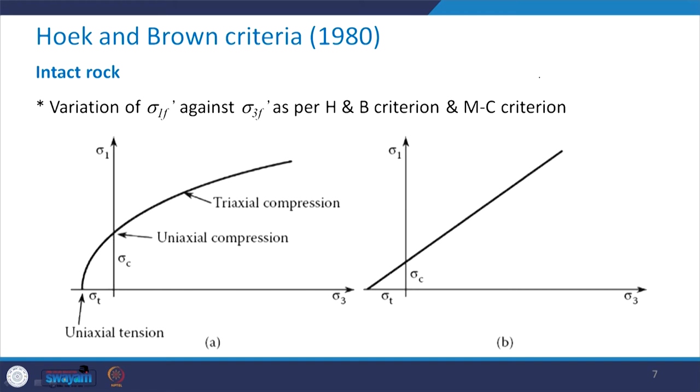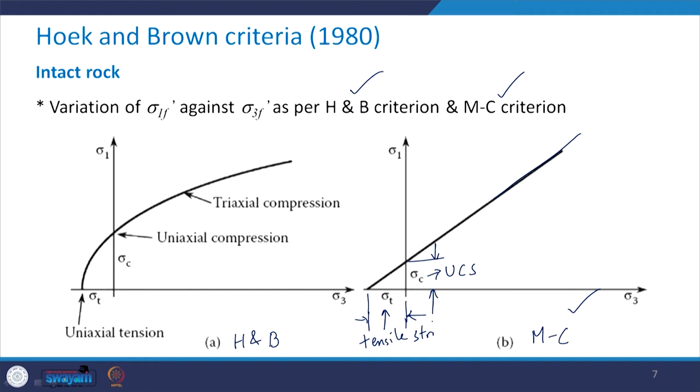For the intact rock, the variation of sigma 1f against sigma 3f as per Hoek and Brown criterion and Mohr Coulomb criterion has been shown here. The first plot, A, corresponds to the Hoek and Brown criterion, and B corresponds to the Mohr Coulomb criterion. You have seen that in the Mohr Coulomb criterion, the relationship was a straight line where the intercept on the sigma 1 axis was giving us the idea about the UCS, and the intercept on the x-axis is giving us the idea about the tensile strength.